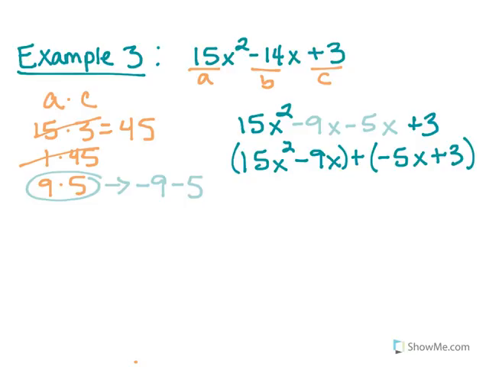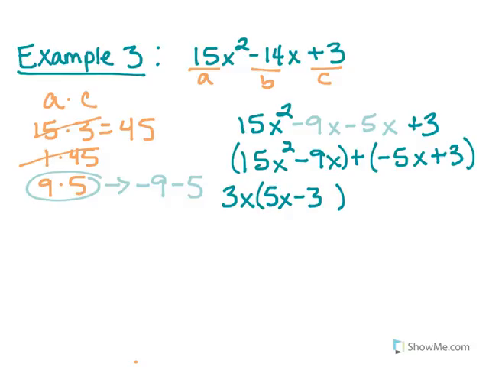Okay. So between 15x squared and 9x, I find that they have both a 3 in common and an x in common. So 3 times 5 is going to give me that 15, and then x times x is going to give me the x squared. And for the next one, 3 times negative 3 is going to give me the negative 9, and then the x is already taken care of on the outside of the parentheses. So the first group is done.